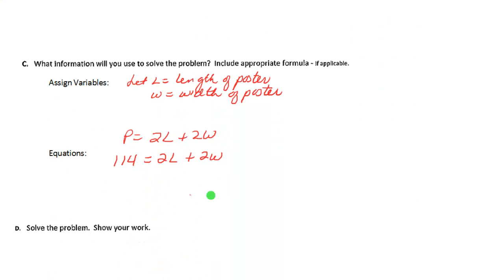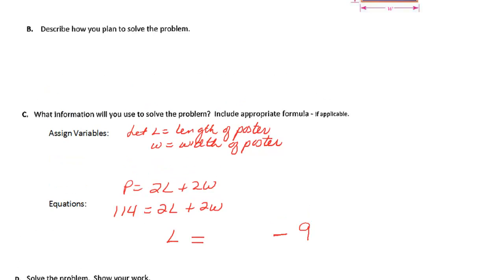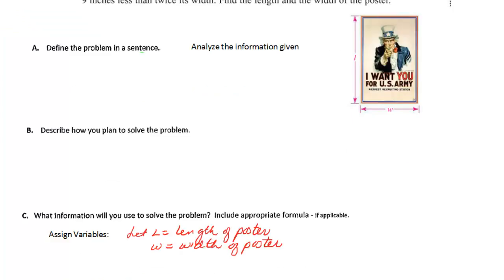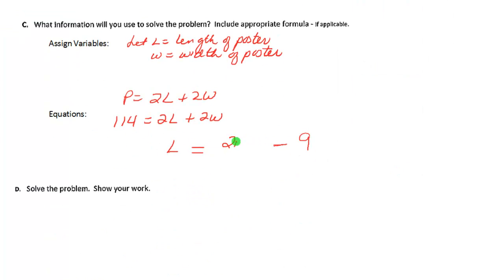Then the other equation we have is that the length is 9 inches less than twice the width. Length, that's L, equals 9 inches less than. So less than changes the order, so we're going to put a subtraction. It's 9 inches less than twice the width, so 2W. Okay, so L equals 2W minus 9. So there's one equation, and here's the other equation. Here's our system. And you can see that these are all set again for substitution method.